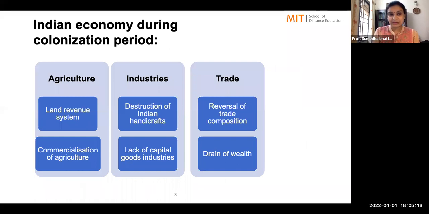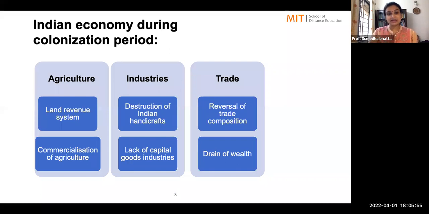So first, let us take the primary sector, that is agriculture. In agriculture, the land revenue system was adopted by the Britishers. This was to facilitate revenue collection. Under this, the ownership of land was taken away from the farmers and bestowed on a class of people who were called the zamindars. Zamindars had the ownership, but they were not the actual tillers of land. That is why, obviously, they did not have any interest in increasing the productivity of land. All they were interested in was the extraction of revenue. That is why the productivity in agriculture was very low.